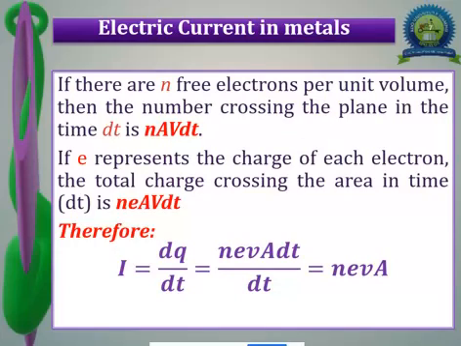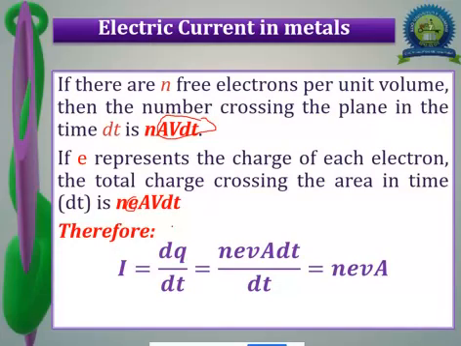Are you following me, everybody? Yes, sir. So you have the n multiplied by the volume. And if e represents the charge of each electron, then the total charge crossing the area in time dt will be given as n multiplied by the volume multiplied by the electron charge again. So you have nеAv dt.